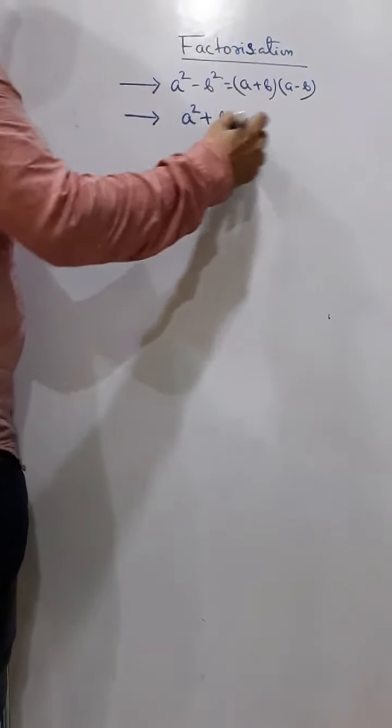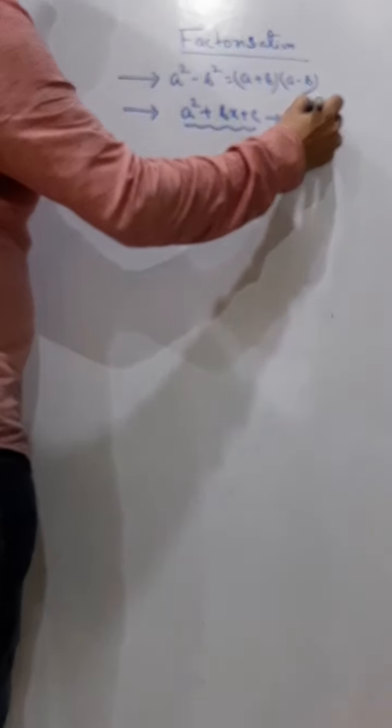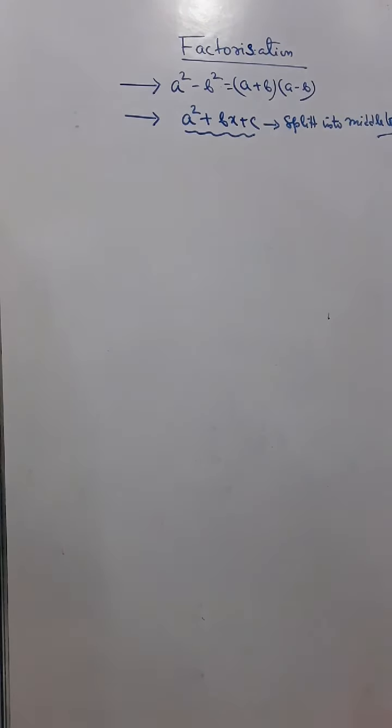Second form will be when the equation will be in this form, that is ax square plus bx plus c. When it is in this form, we'll split into middle term. So we'll split into middle term. So that's called middle term factorization.